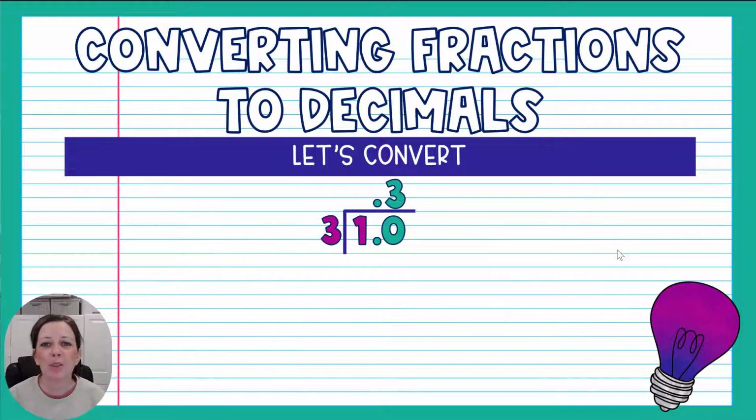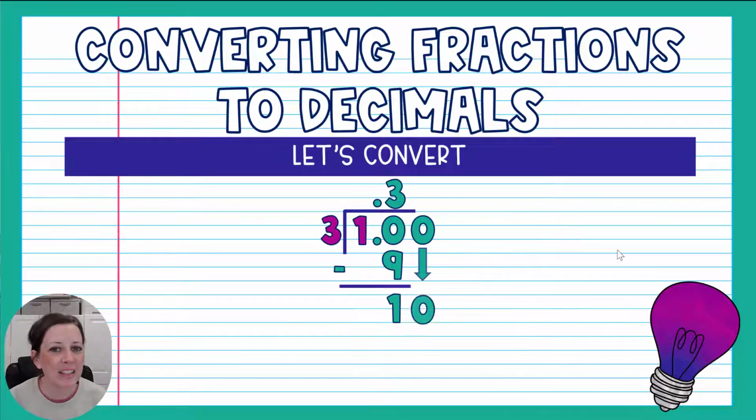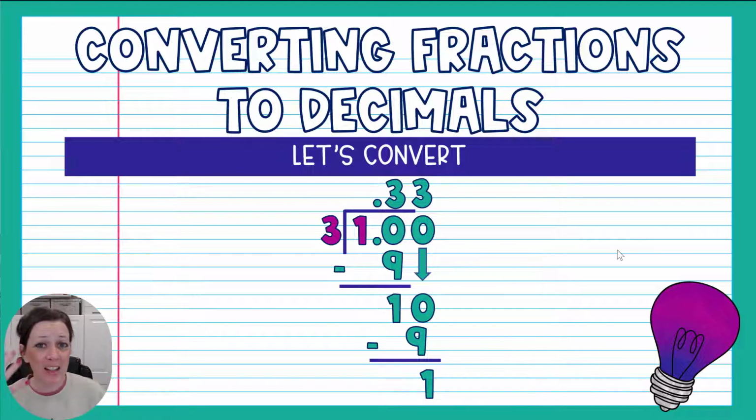3 times 3 is 9. I'm going to do my subtraction just like before. 10 minus 9 is 1. 3 does not go into 1. But I know I can add that other 0 and drop it down to make 10. 3 goes into 10 3 times again. 3 times 3 is still 9. Doing some subtraction, and I get 1. And I can bring another 0 down and say 3 goes into 10 3 times. That's 9. 1 left over. Bring down a 0. And hopefully you're catching on here that that's going to put me in this endless cycle. It's going to go on forever. It never, ever ends.